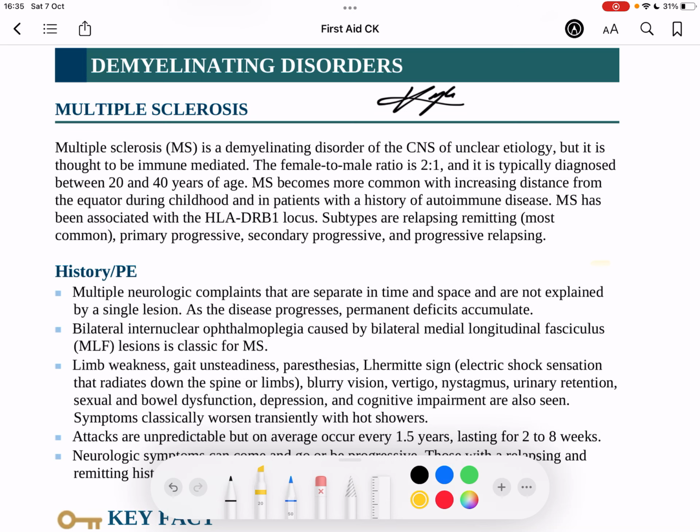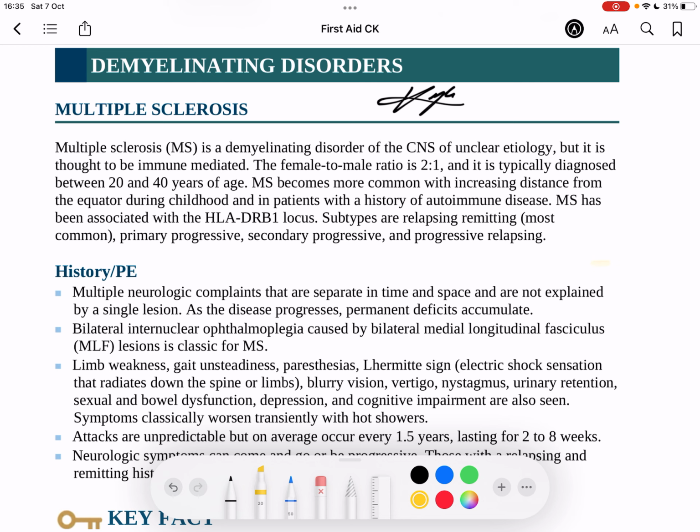Hello everyone, we're going to be discussing now about demyelinating disorders, and this is part of the neurological section of First Aid for Step 2 CK, but it should be good for anybody's clinical knowledge coming to the end of their medical school years. We're going to be talking about multiple sclerosis and Guillain-Barré syndrome.